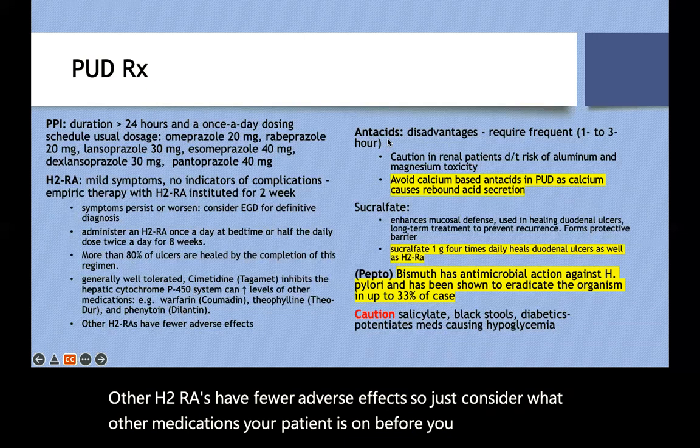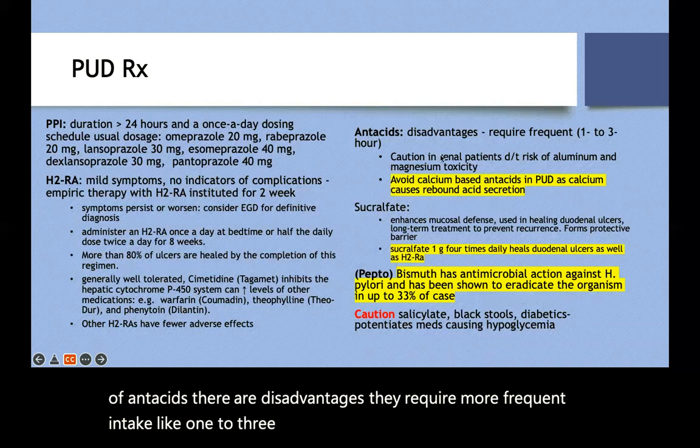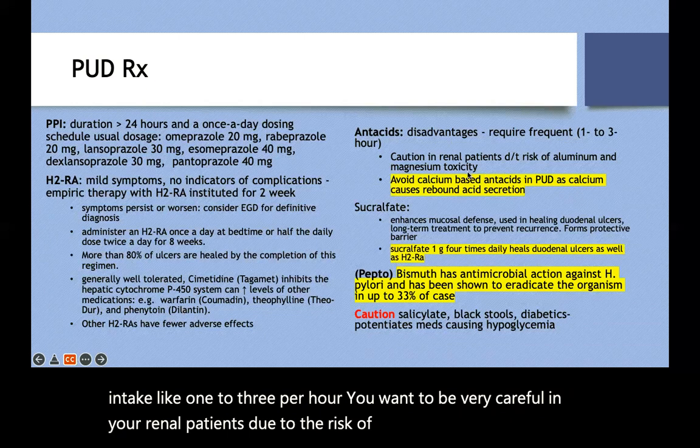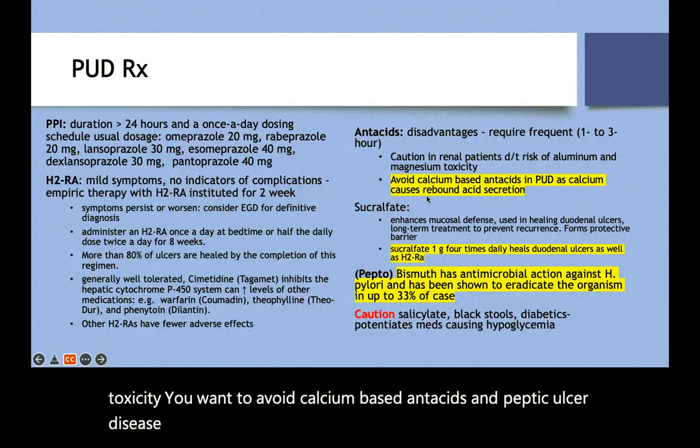In terms of antacids, there are disadvantages. They require more frequent intake, like 1 to 3 per hour. You want to be very careful in your renal patients due to the risk of aluminum and magnesium toxicity. You want to avoid calcium-based antacids in peptic ulcer disease, as calcium causes rebound acid secretion. So be very careful with them.